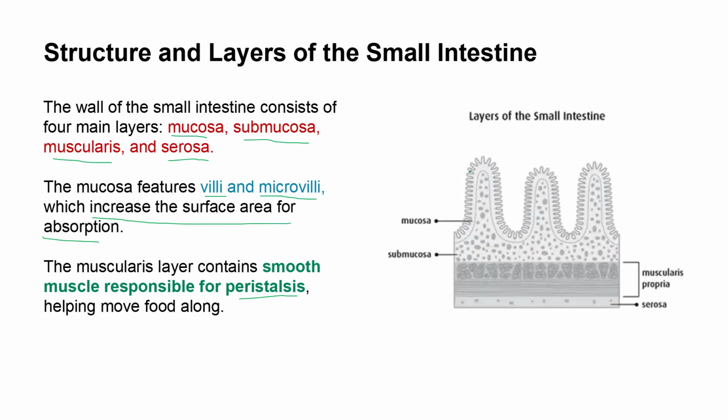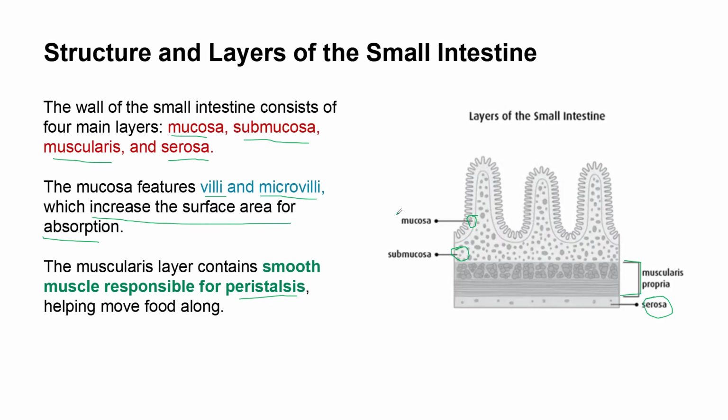And of course, these are the layers of the small intestine. As we can see, this is the mucosa, and this is the submucosa. From here to here, we have the muscularis propria, and then the last one here is the serosa. So these are the layers of the small intestine.